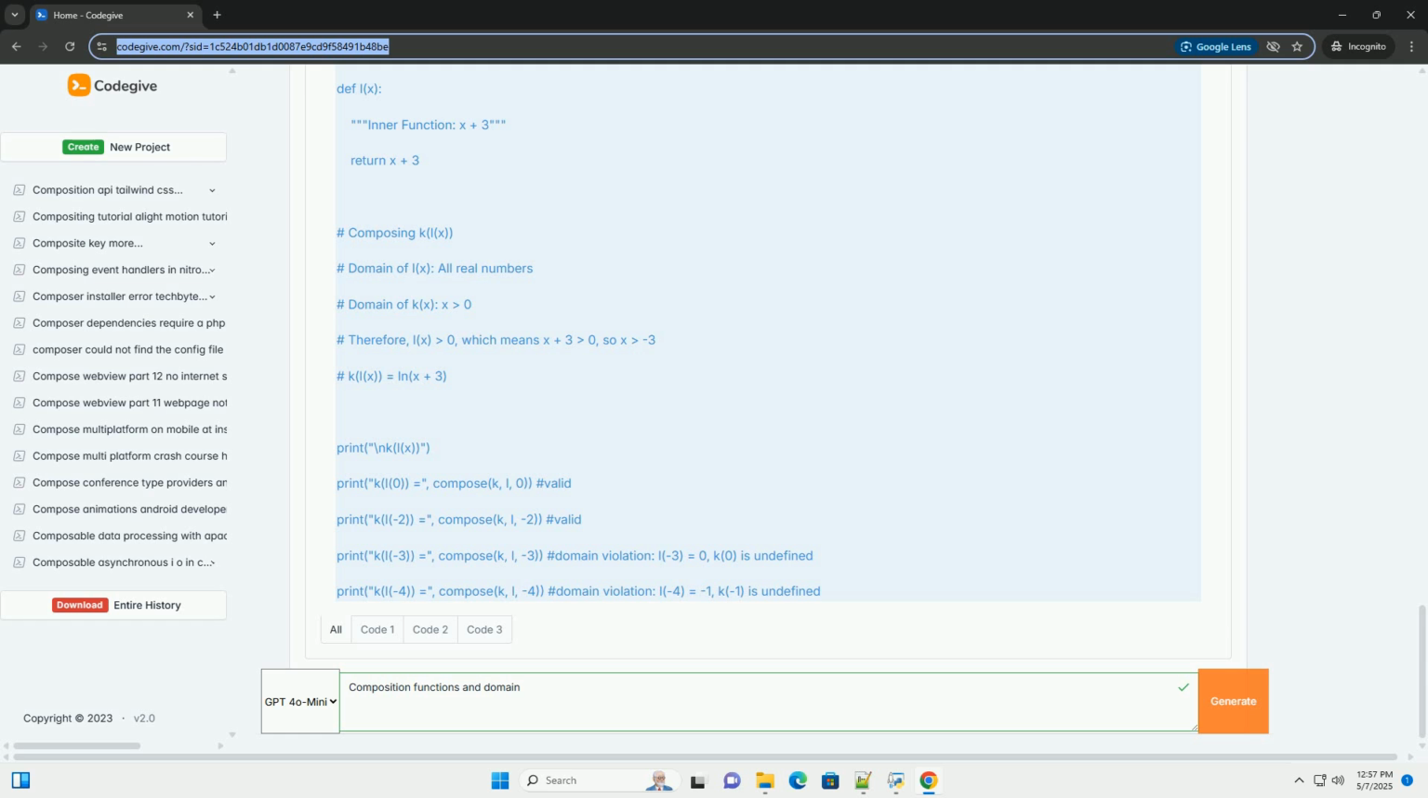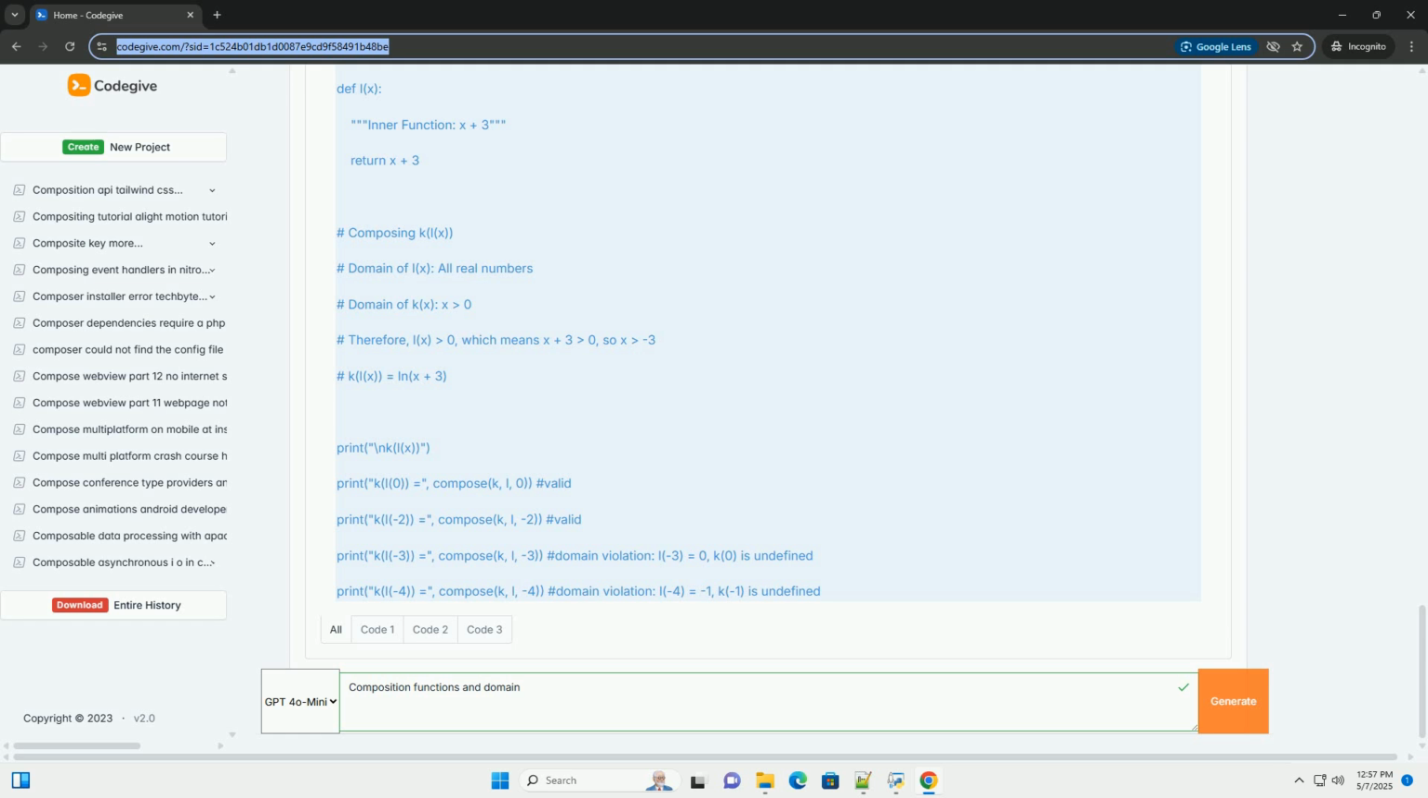1. Domain of g(x): x ≥ 0. 2. Domain of f(x): x ≠ 2. 3. Restriction on g(x) due to f(x): we need g(x) ≠ 2, which means sqrt(x) ≠ 2. Squaring both sides, x ≠ 4. Therefore, the domain of f(g(x)) is x ≥ 0 and x ≠ 4. In interval notation, [0, 4) ∪ (4, ∞).